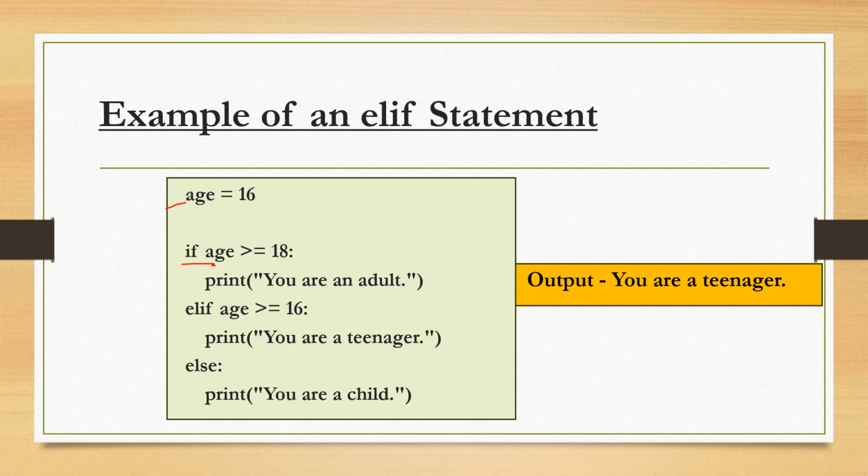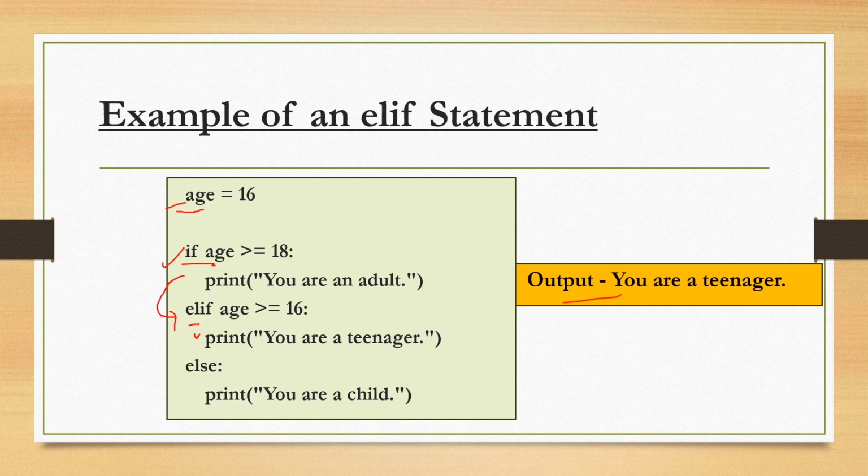Okay, now as we can see, age is equal to 16, so the first if statement will be false and it will not be executed. Then the flow will go to the next one. Now the elif statement will check if age is greater than or equal to 16. So yes, it is not greater, but it is equal to 16. Therefore this statement will be printed. Okay, so this will be our output.